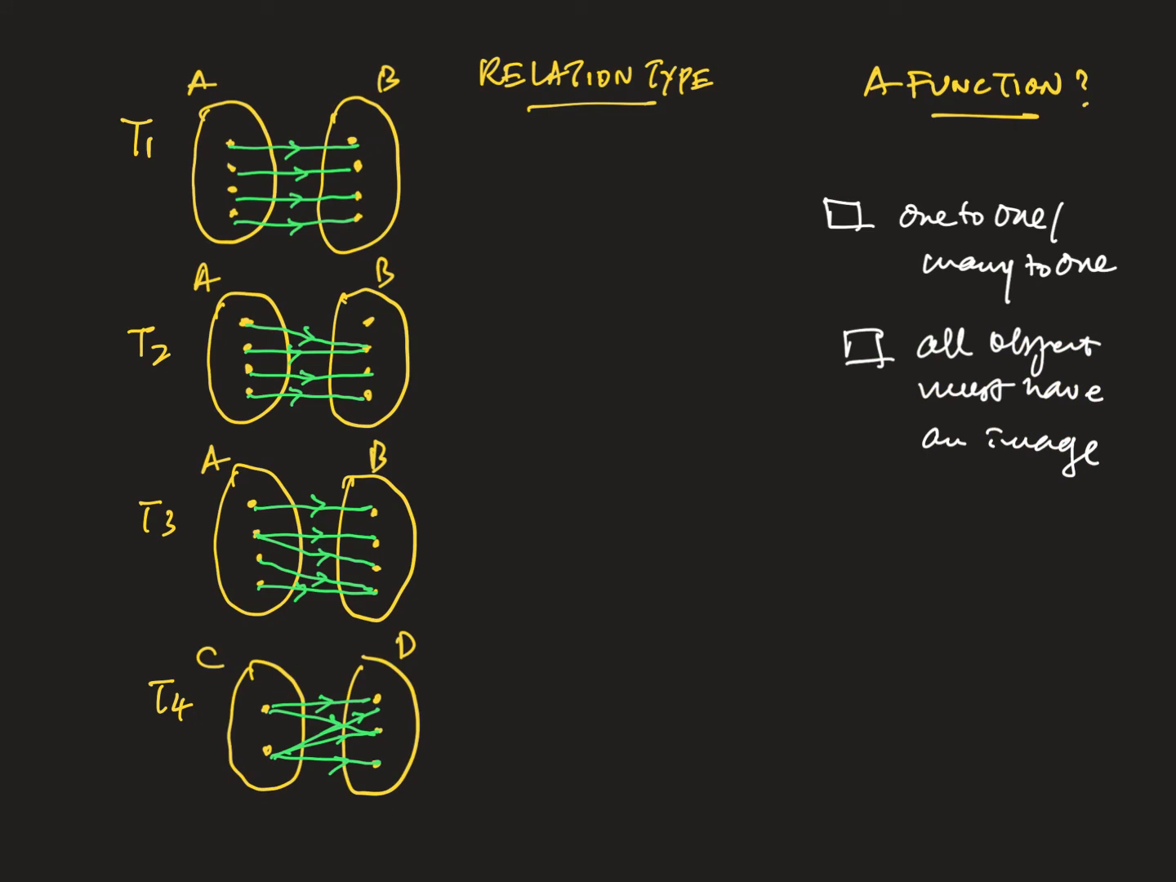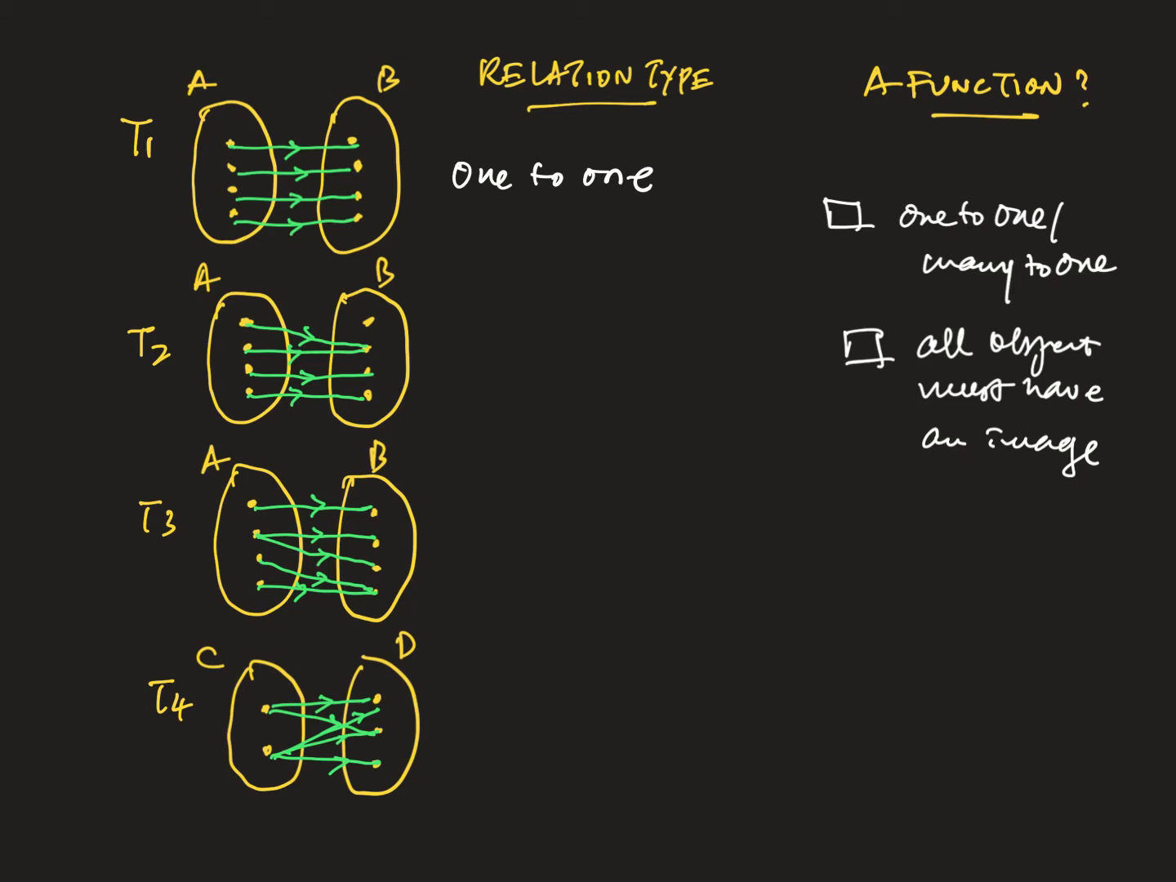There are 4 types of relation. The first type you can see from the arrow diagram here. Each and every object in A has only one image in B. So this is what you call a one-to-one relation.